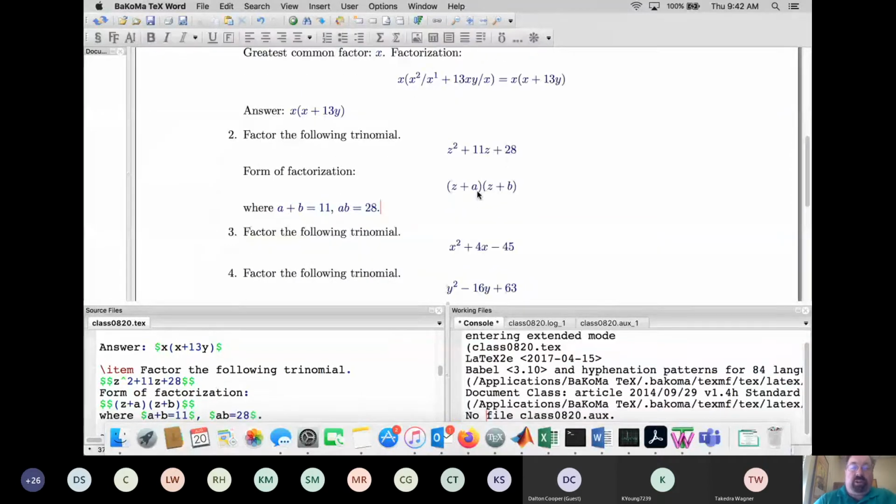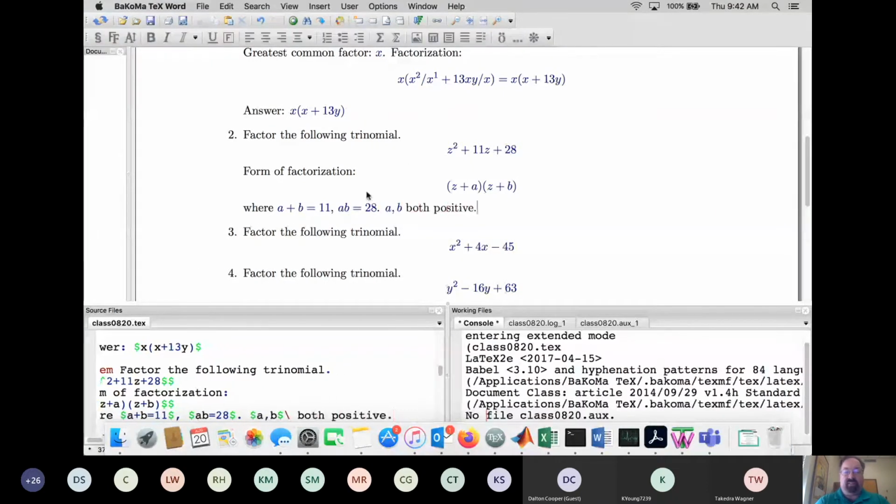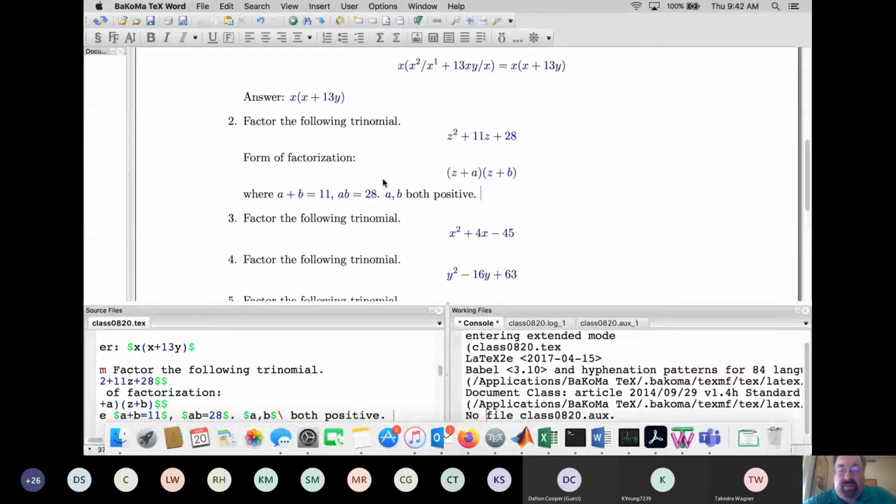So really what you're doing is you're looking at factors of 28. You want to find two, and it's generally the easiest way to proceed. Think of two numbers whose product is 28, but their sum would be 11. Since all the terms here are positive, a times b must be 28, and a plus b is a positive number. So that tells you a and b will both be positive, whereas in some cases you'll have to have one or both of these be negative.